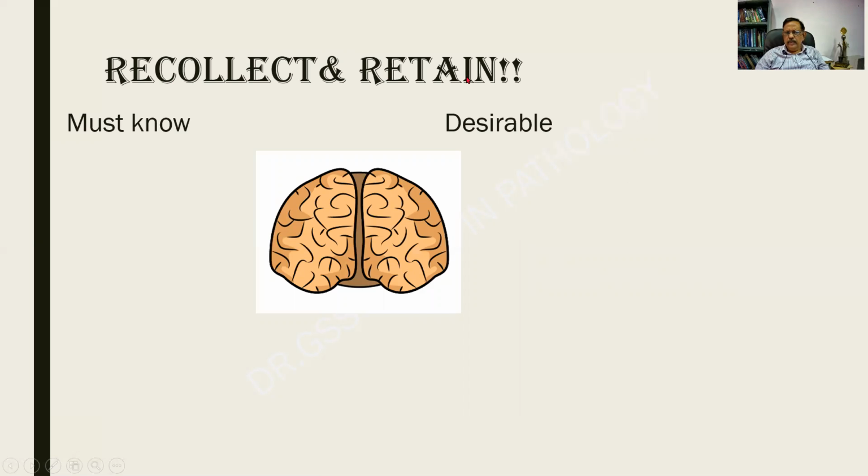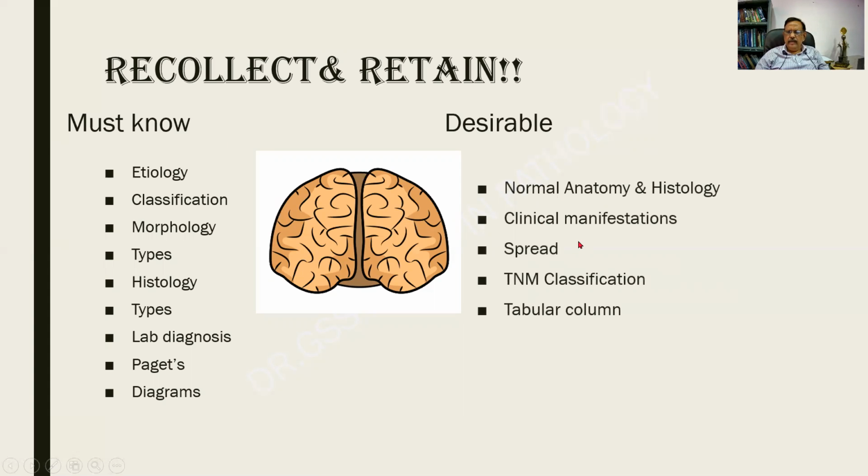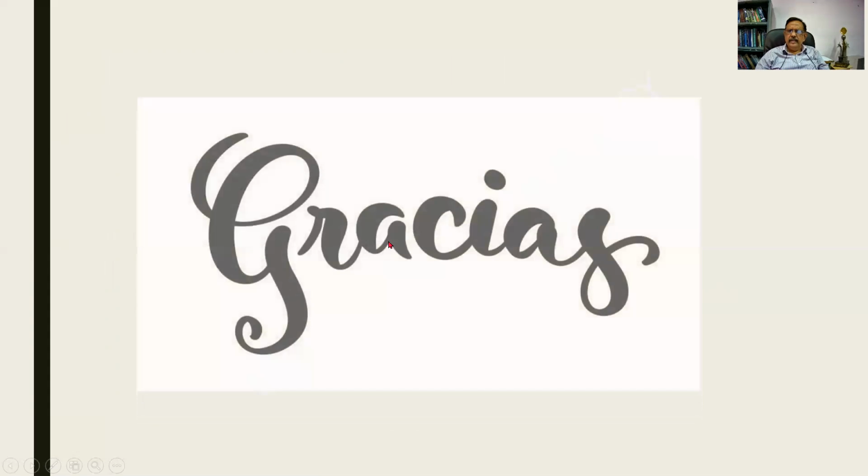There are certain things which we must recollect and retain. Must know, no excuse at all, and all these. Desirable to know will be these. Please see the entire list and I hope I am justified in having divided the class into two, and these must be retained in your mind. Is it clear? Gracias.